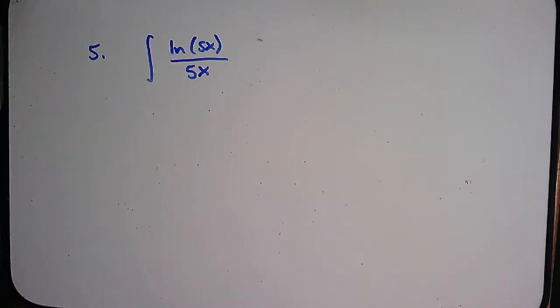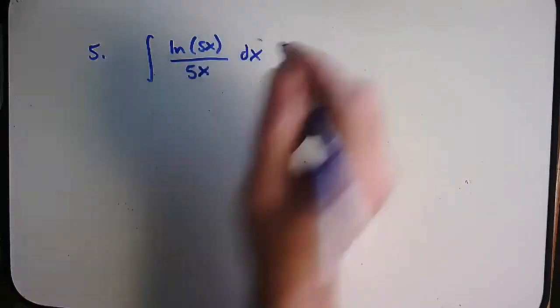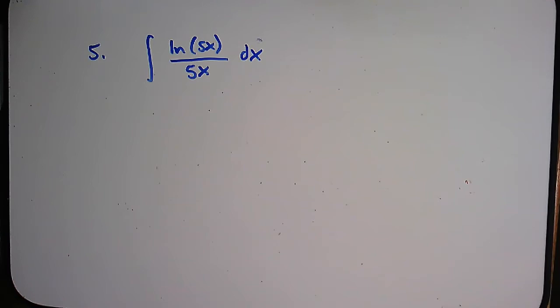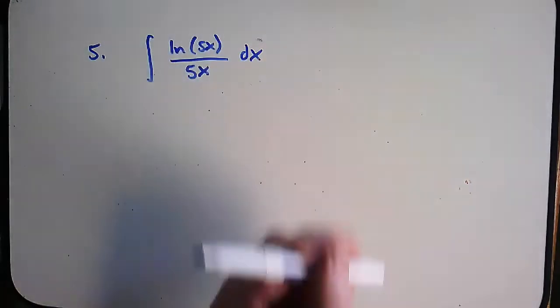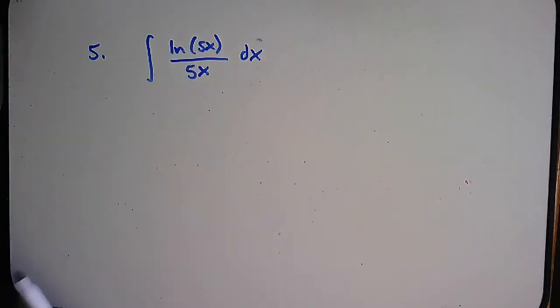Okay, here's problem 5, a little bit of a curveball here. We have the integral of natural log of 5x over x dx, right? Just like all these problems, we're looking for a function and its derivative. So we should consider two things. We have 5x in the denominator, so really 1 over 5x. We also have ln 5x. So is there a derivative relationship there?